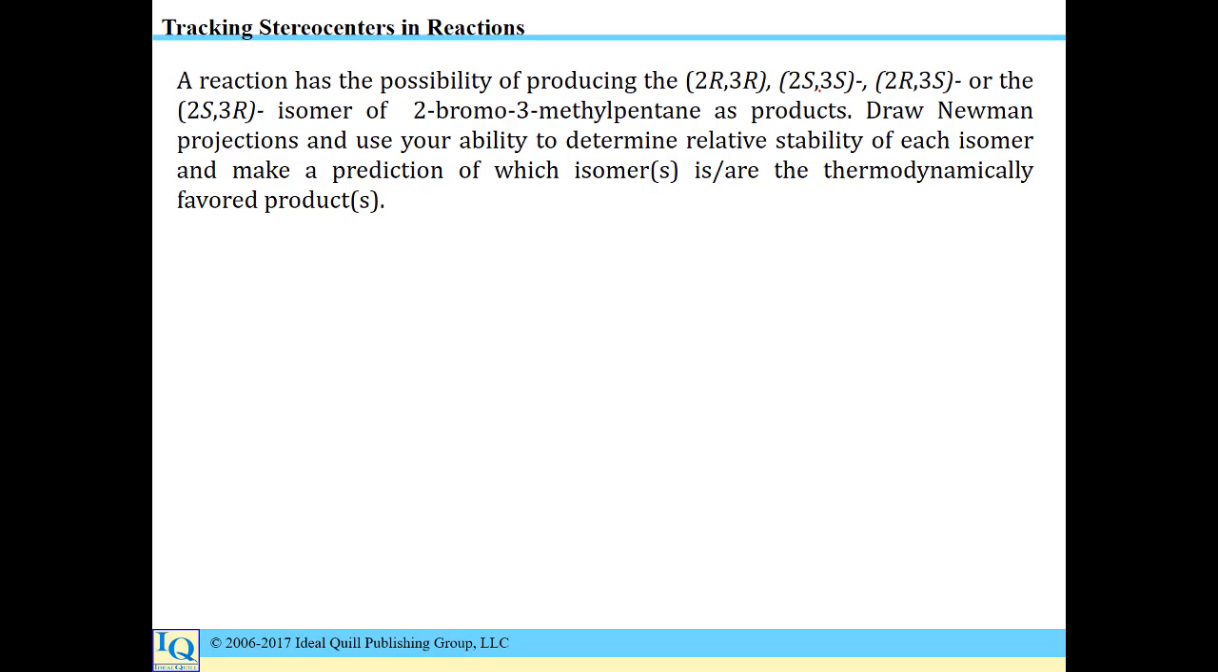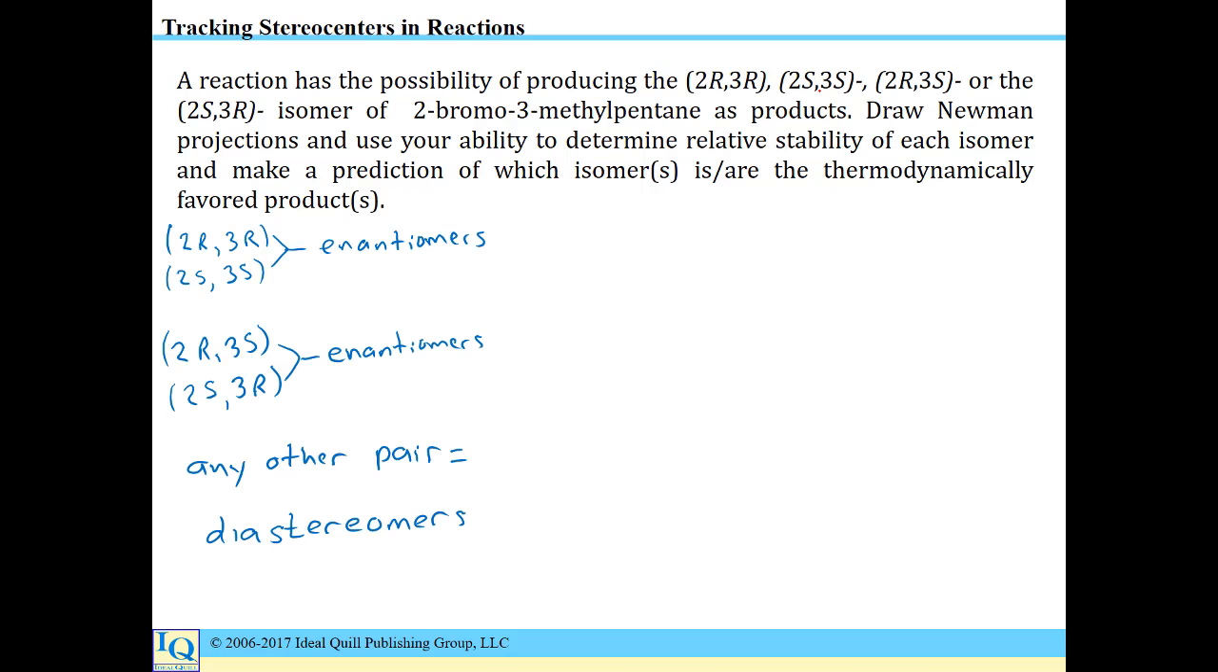Our second problem considers a reaction that has the possibility of producing the RR, SS, RS, or SR isomers of 2-bromo-3-methylpentane. We are first asked to draw Newman projections as a tool to figure out the relative stabilities of these isomers. From the names alone, we can make a few observations. First, the RR isomer and the SS isomer are enantiomers, because they are mirror images of each other, the R becoming an S in its mirror image, and they're both switched.